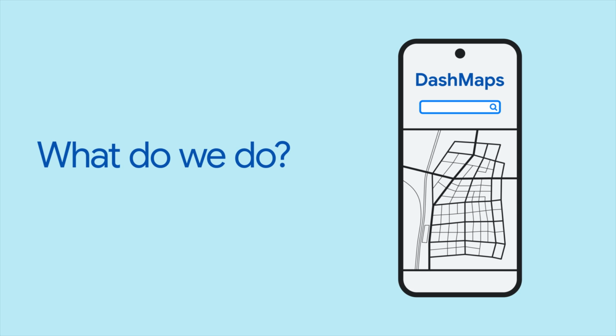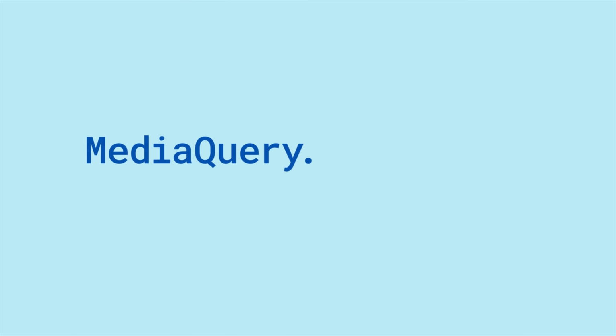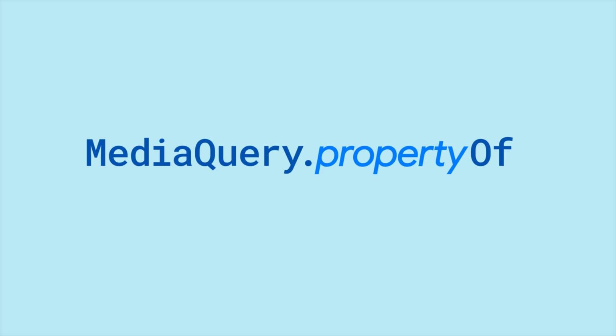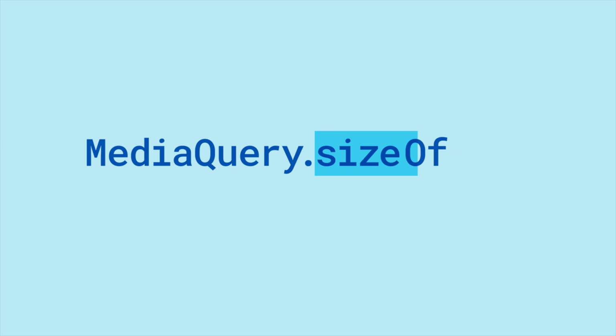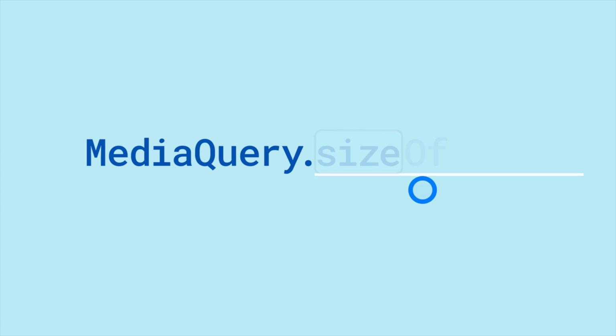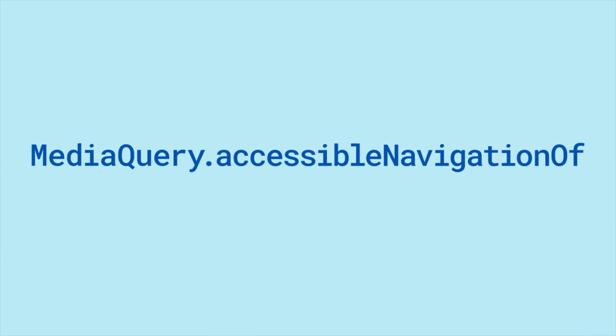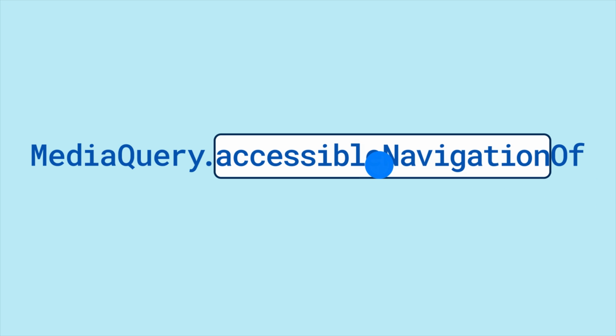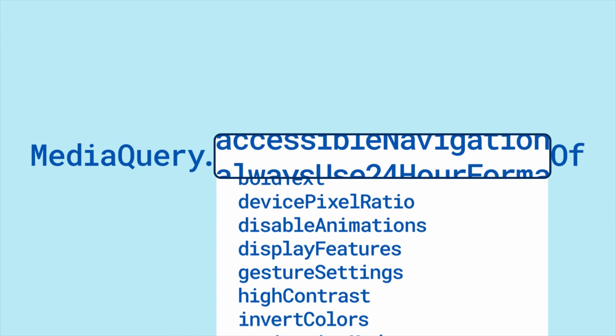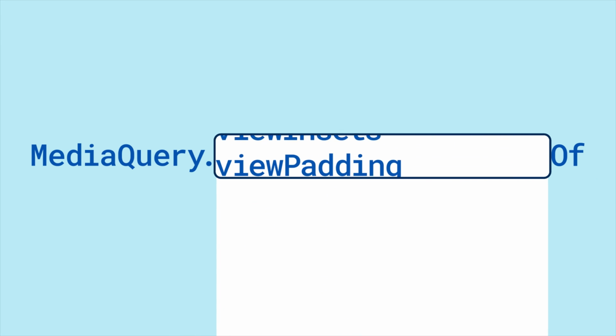To get the best of both worlds and only rebuild when the data you care about changes, use MediaQuery.propertyOf for each individual property. To get the size property from MediaQuery, call MediaQuery.sizeOf. Or to check if accessible navigation is enabled, call MediaQuery.accessibleNavigationOf. Take the property name you're interested in and call MediaQuery.propertyNameOf.